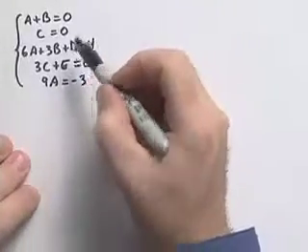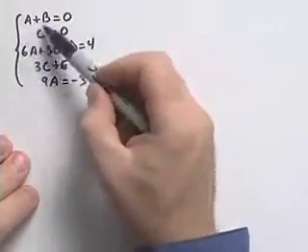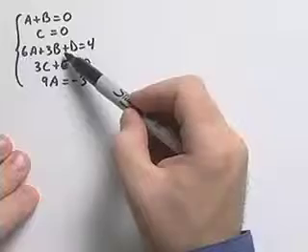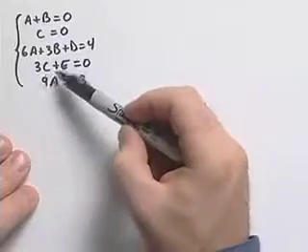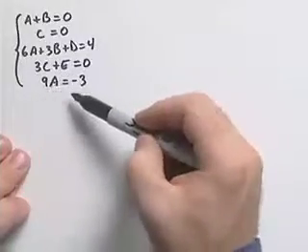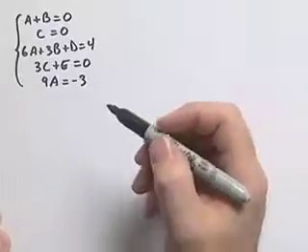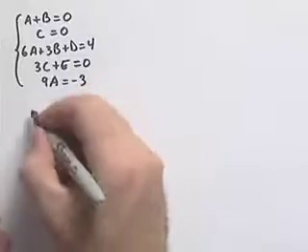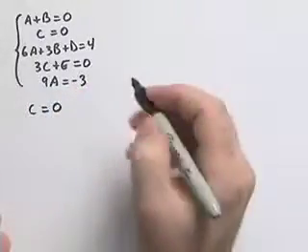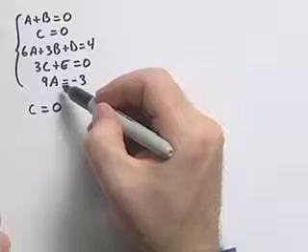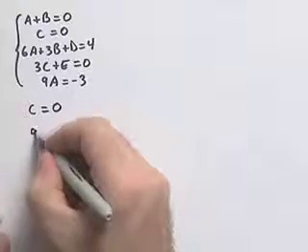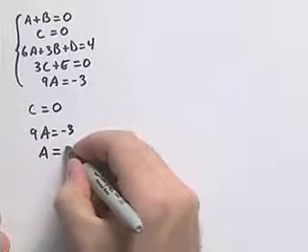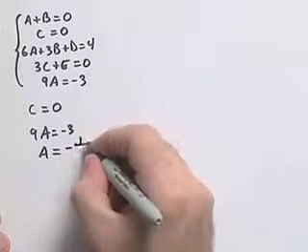When we equate the coefficients, we get the following system. We'll get a plus b equals 0, c equals 0, 6a plus 3b plus d equals 4, 3c plus e equals 0, and 9a equals negative 3. We can look and see in the second equation, we already know that c is going to equal 0. We'll go ahead and write that down. Look at the very last equation, 9a equals negative 3. That tells us that a is equal to negative 1/3.